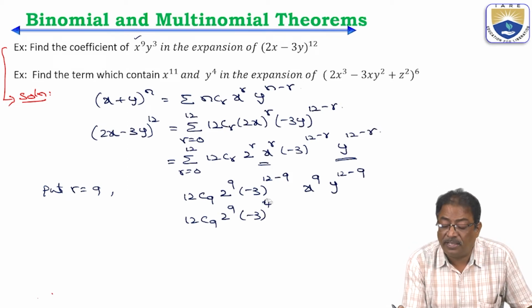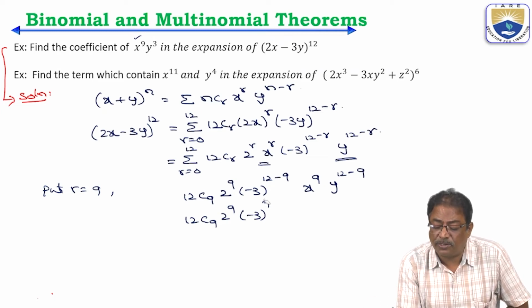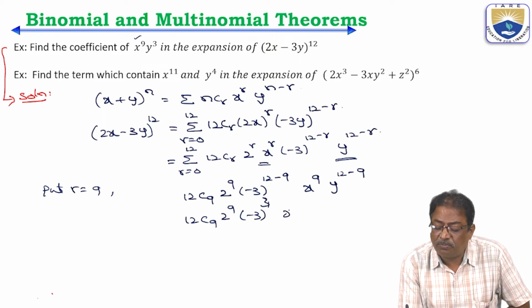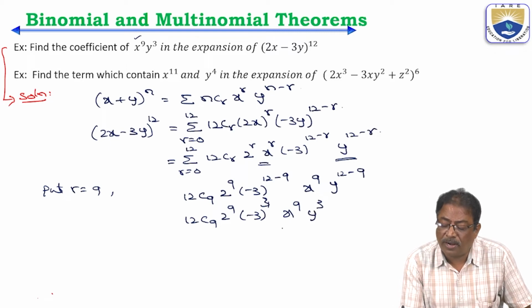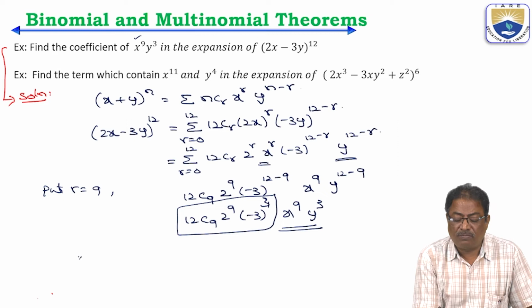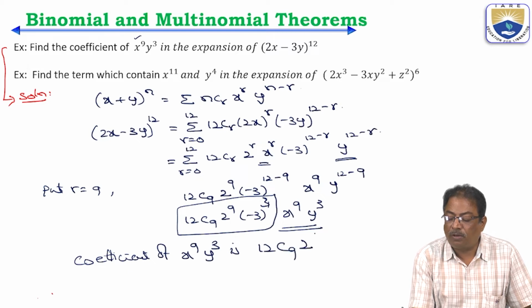12 minus 9 is 3, so it is y cubed. Then x to the power of 9 y cubed. So the coefficient of x to the power of 9 y cubed is 12C9, 2 to the power of 9, minus 3 to the power of 3.